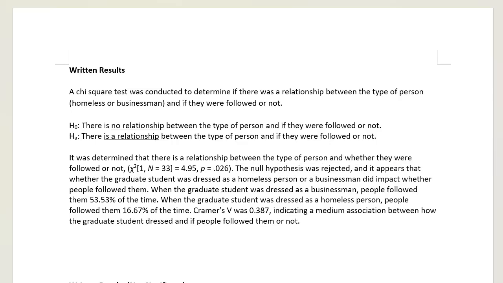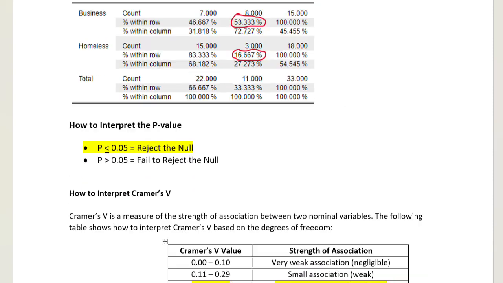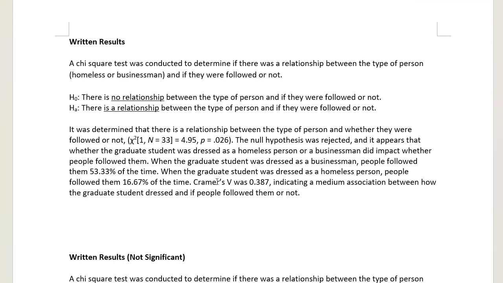And it appears that whether the graduate student was dressed as a homeless person or businessman did impact whether people followed them. When the graduate student was dressed as a businessman, people followed them 33% of the time. When the graduate student was dressed as a homeless person, people followed them 16.67% of the time. Cramer's V was, no leading zeros, 0.387, indicating a medium association between how this graduate student dressed and if people followed them or not.